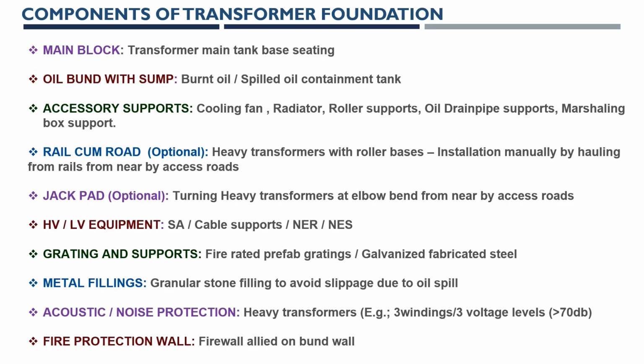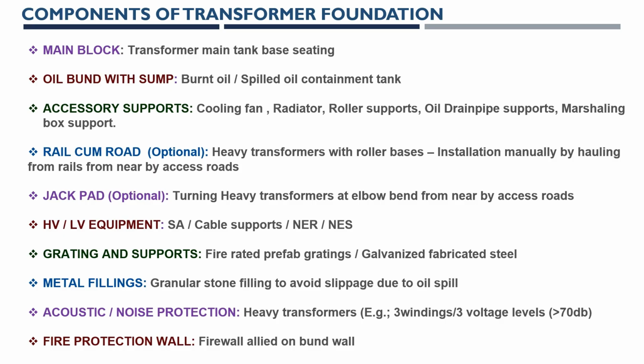Second one is the oil bund with the sump. This is common for most oil-based transformers. This is not applicable for dry-type transformers. The main purpose of this oil bund with the sump is for the burnt oil or spilled oil to be contained in the tank, so that it can be collected later or disposed of to the common sewage, after treatment to separate it from the rainwater.